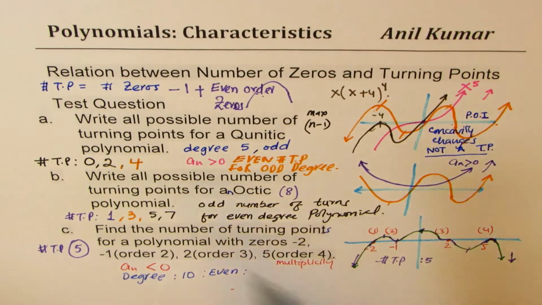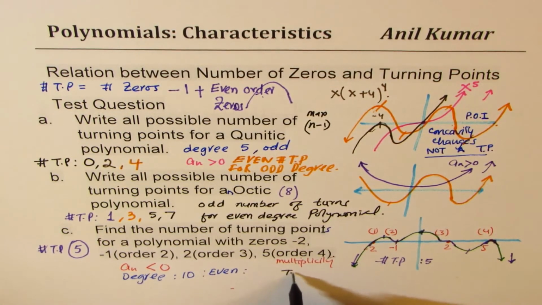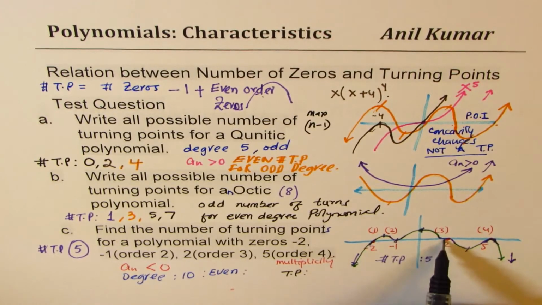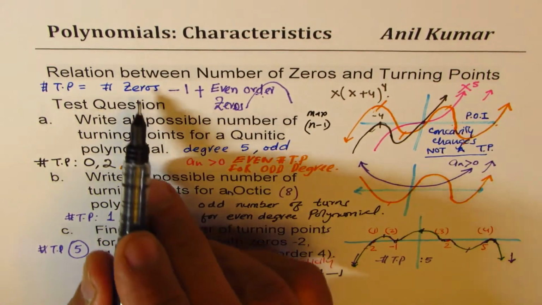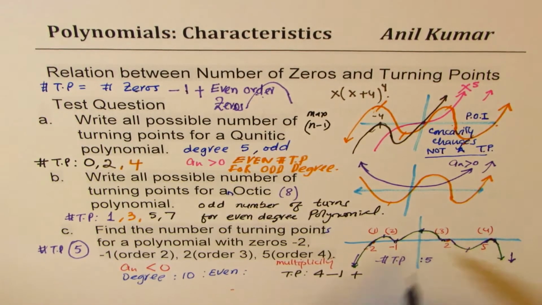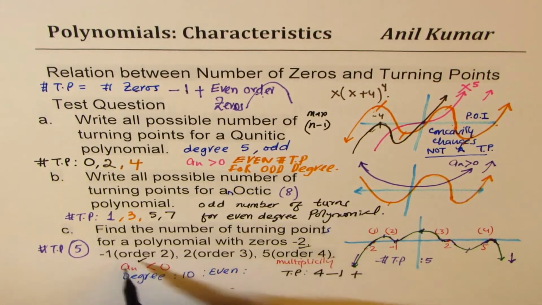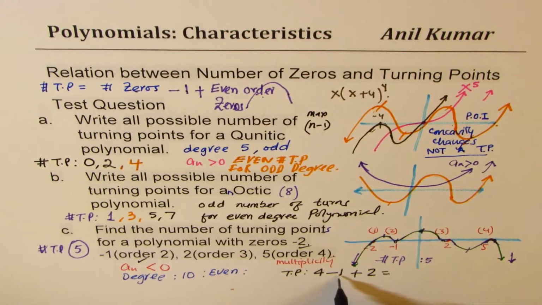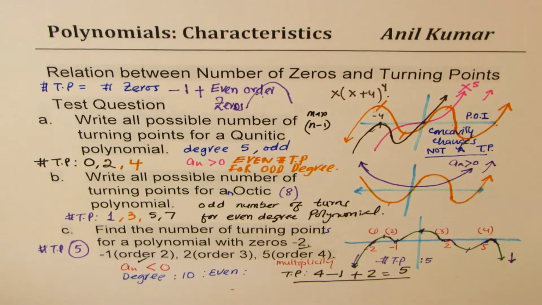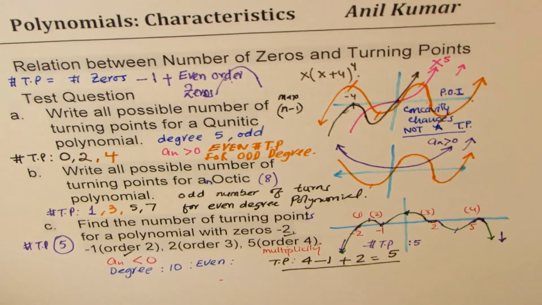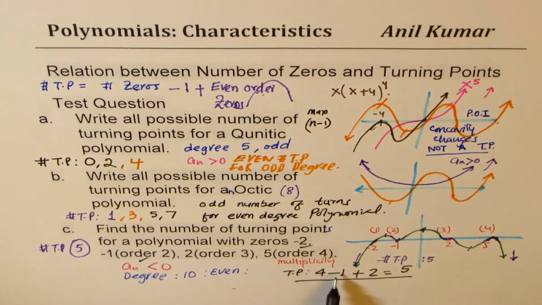So in our case, applying the formula, the number of zeros is 1, 2, 3, 4. Correct? Minus 1, which is the number of zeros minus 1, plus the even orders. So we have order 2 and order 4. There are 2 of them. So 4 minus 1 is 3, and 3 plus 2 is 5. Do you see how the formula fits in to give you the exact number without sketching? That's the beauty. I hope you are learning as we move along.